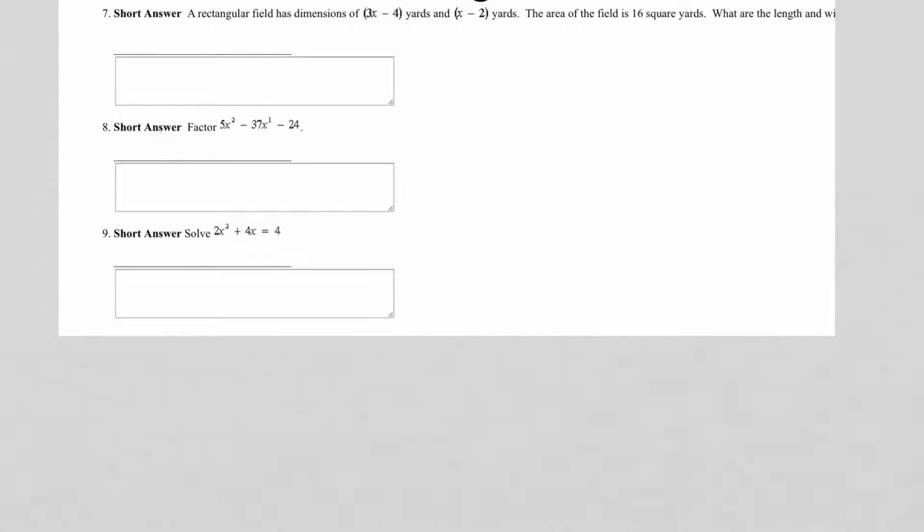Let's try that again. I'm going to draw a rectangle. The dimensions are 3x minus 4 and x minus 2. The area of the field is 16 square yards. So that tells me that I can pretty much figure out what x is by using the formula for the area. Now you got to recall that the area of a rectangle is length times width.